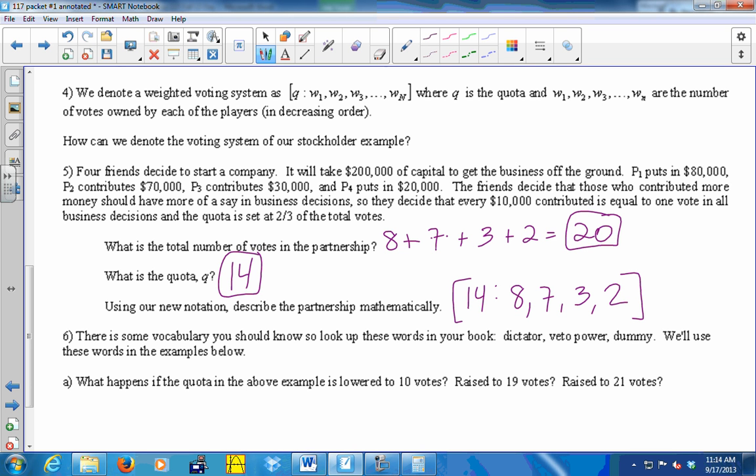Okay, so there's some vocabulary that you should know. When you get a chance later, look up these words in your book: dictator, veto power, and dummy. We'll use the words in some of these examples so you'll start to get an idea of what they mean.